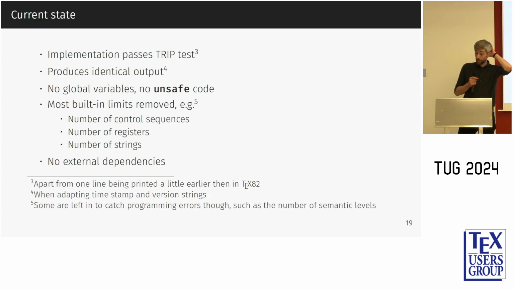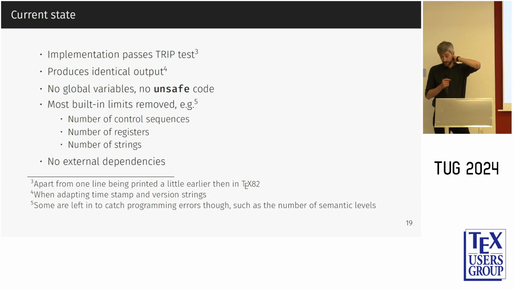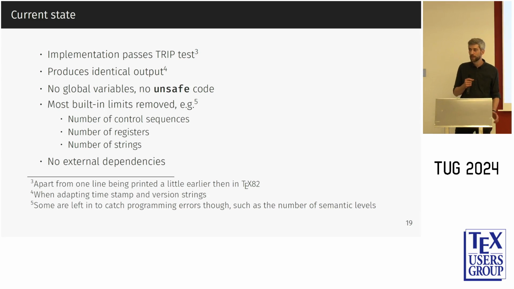The code no longer uses global variables, and there's no unsafe code left in it. And I removed most of the built-in limits of the original TeX implementation. So there is no limit on the number of control sequences or the number of registers or the number of strings. But I did leave some in because they're actually helpful when you're programming. For example, if you have a file that includes itself, you really want to stop after a fixed number of steps and not before you run out of memory, right? So I left a few of those in. And in the spirit of the original implementation, I wanted to avoid any external dependencies. So it's a self-contained program.